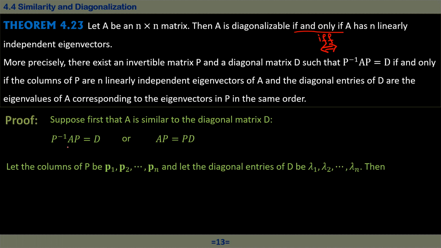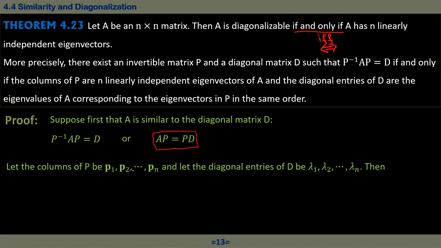If you multiply both sides by P on the left, we get this equation, and we know that these two equations are equivalent: AP equals PD. Now we just use this equation, AP equals PD. That means that A is similar to the diagonal matrix D.